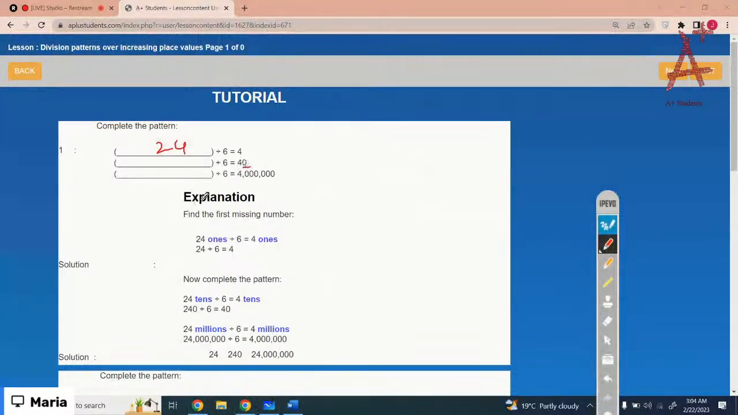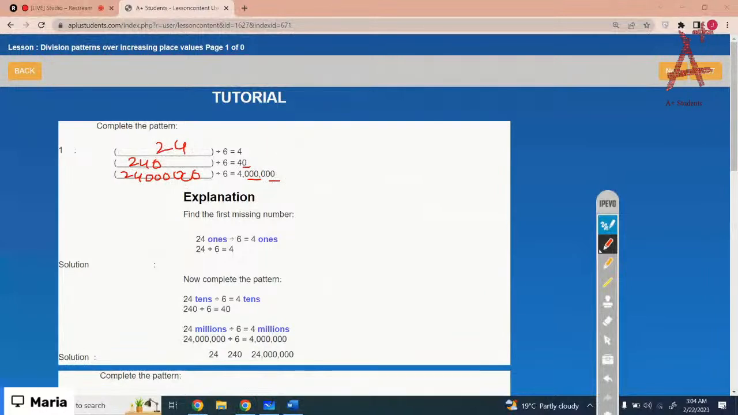Just look at the other one. Here you have 1 zero. That means the dividend must have 1 zero. Then here you have 1, 2, 3, 4, 5, 6 zeros. That means the dividend must have 6 zeros. You can see the number of zeros in the quotient, so the same number of zeros must be in the dividend. Got it? That's how you have to complete the pattern.